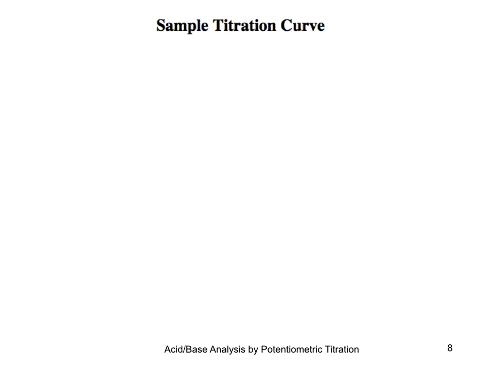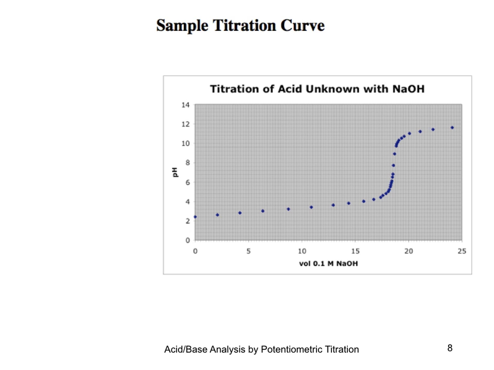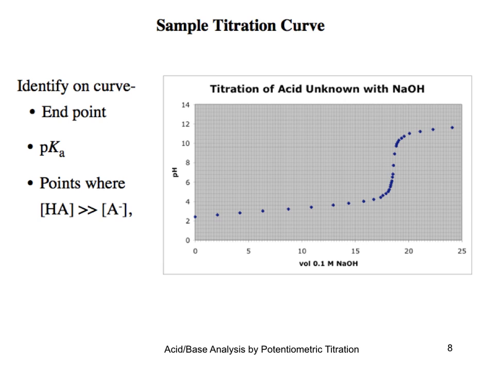Once you finish your titration, you should have a curve that looks like this. From this curve, you should be able to identify the endpoint, the pKa, and the following points: when the concentration of HA is much greater than A-, when the HA is equal to A-, and when the A- is greater than HA.